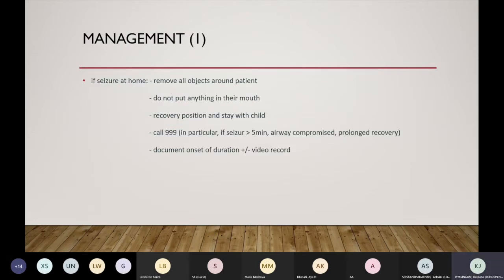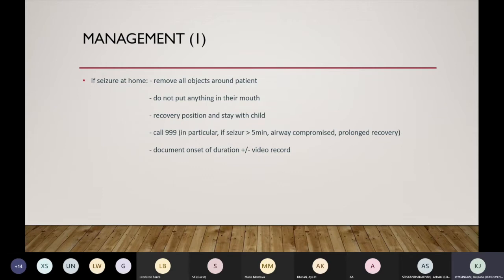In terms of management, obviously, if parents came to you because the baby has now had a febrile convulsion, their biggest worry is that it might happen again. So the advice you will give them is that they should remove everything around the patient. Do not put anything in their mouth or in their hands, because in some cultures, like in our Asian cultures, we sometimes have this myth that putting keys in the hands of a child who's seizing might help.